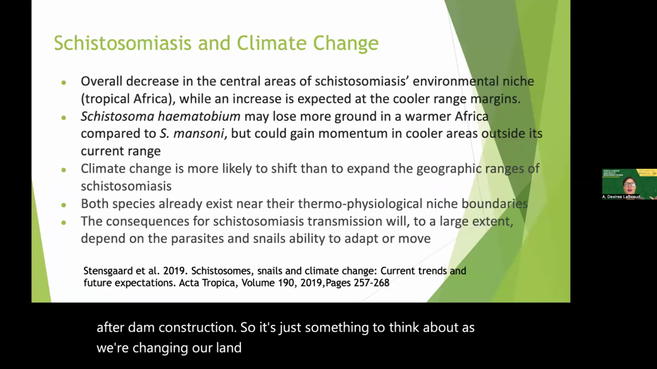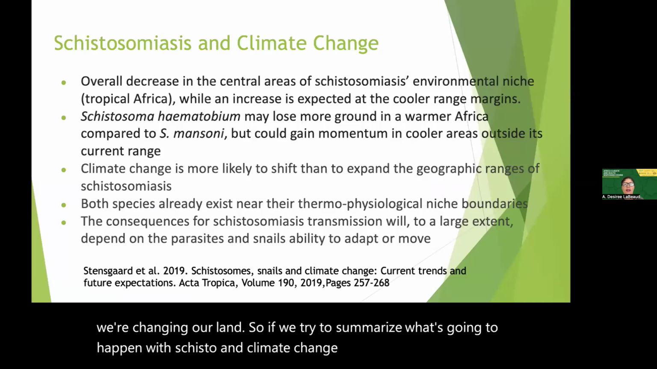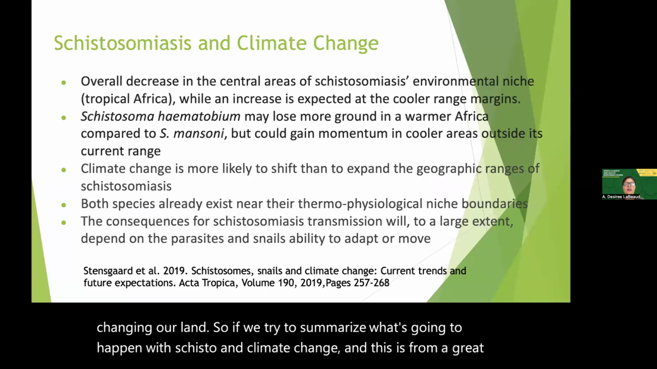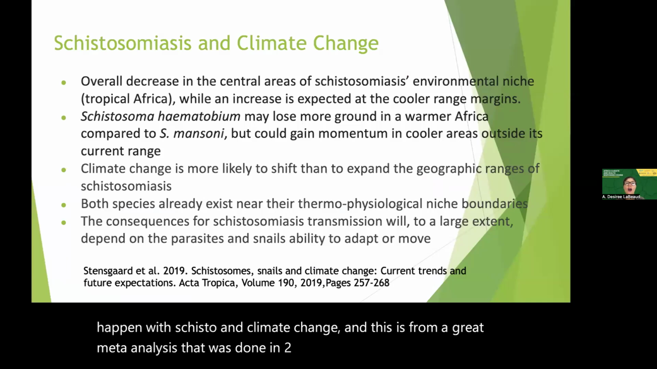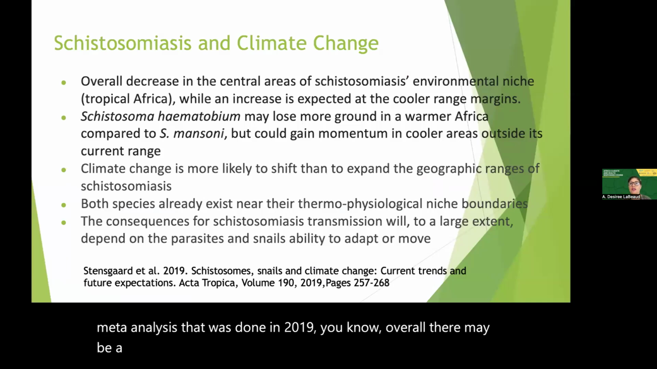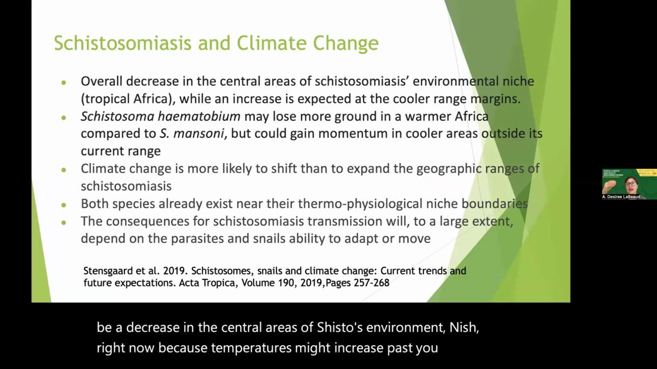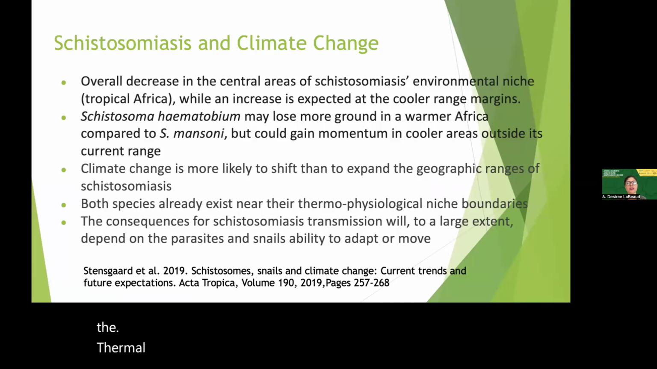So if we try to summarize what's going to happen with schisto and climate change, and this is from a great meta-analysis that was done in 2019: overall, there may be a decrease in the central areas of schisto's environmental niche right now because temperatures might increase past the thermal optimum for schisto. And so schisto may lose some ground, right? There, Schistosoma haematobium.